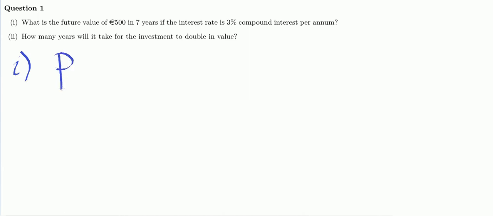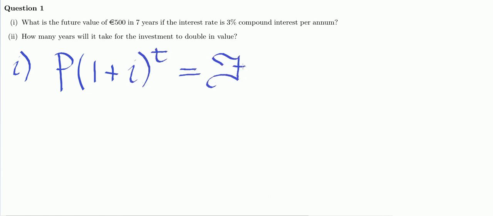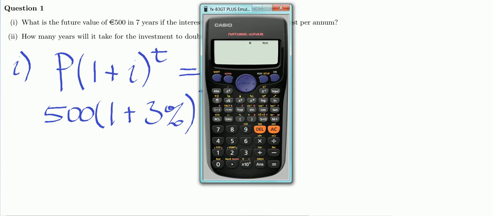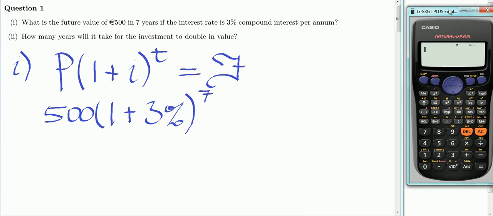So we have P by (1 plus i) up to the t is equal to the final value. Remember, P is the money I put in at the start, i is the interest rate, and t is the number of time intervals. So what do we have? We put in 500. The interest rate is 3%. And time is 7 years. Okay, so let's just go straight to the calculator and type all of that in exactly as we see it.